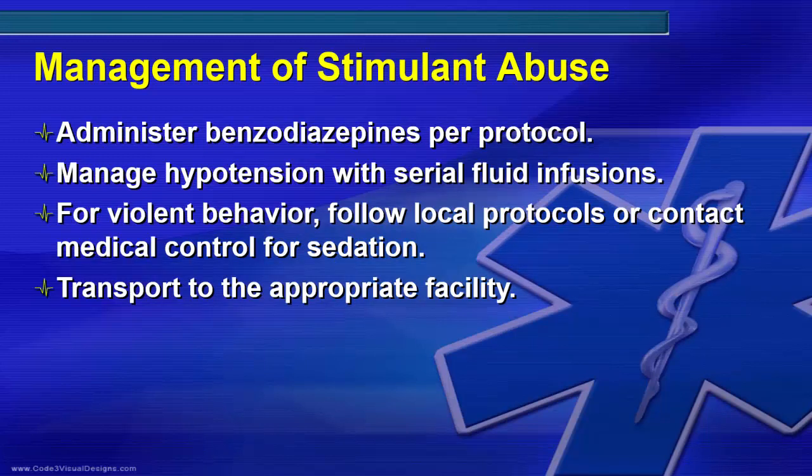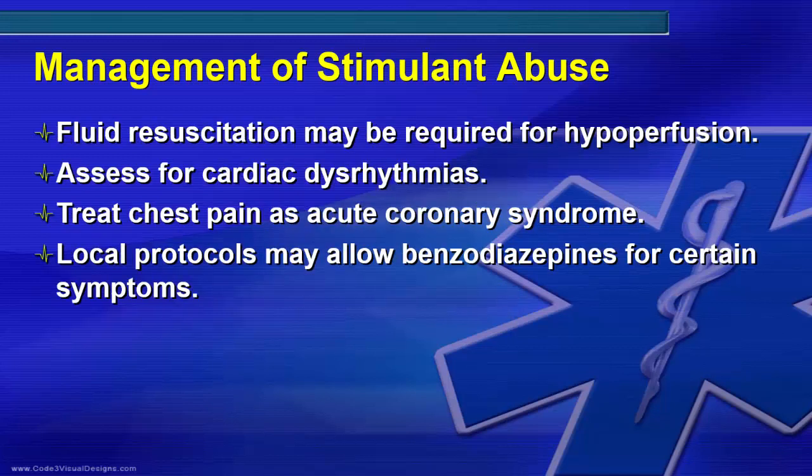For violent behavior, follow local protocols or contact medical control for sedation, but you want to make sure that you are keeping yourself safe. Fluid resuscitation may be required for hypoperfusion. Assess for cardiac dysrhythmias. Treat chest pain as acute coronary syndrome because very possibly they have overtaxed their heart to the point to where they are having this issue. Vasospasm may be causing some of the patient's symptoms. You may want to consider sublingual nitroglycerin every 3 minutes as long as systolic pressure is greater than 100 millimeters and until pain resolves.